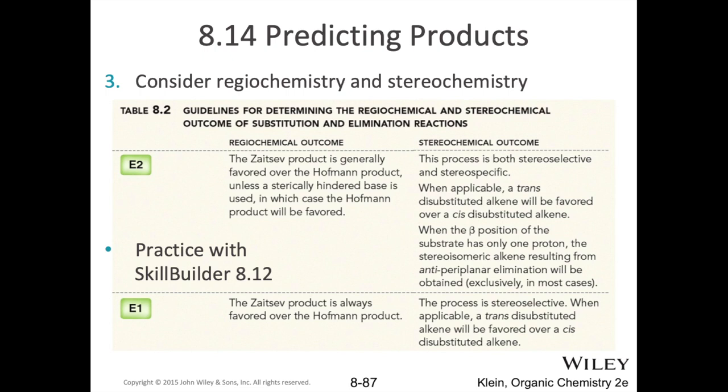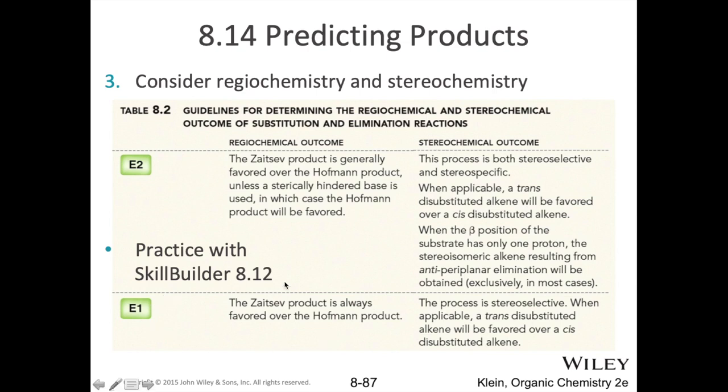You might want to also consider, is there, let's say, an anti-periplanar hydrogen I need to get rid of, and things like that. If so, what's my product going to look like? What's the stereochemistry around it? Am I getting the cis or trans isomer? That sort of thing. All of these things are things you want to keep in mind with your product.